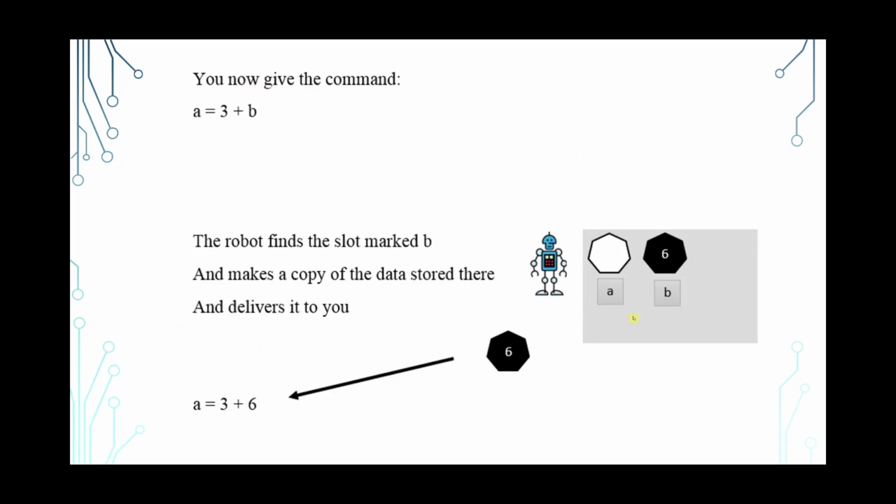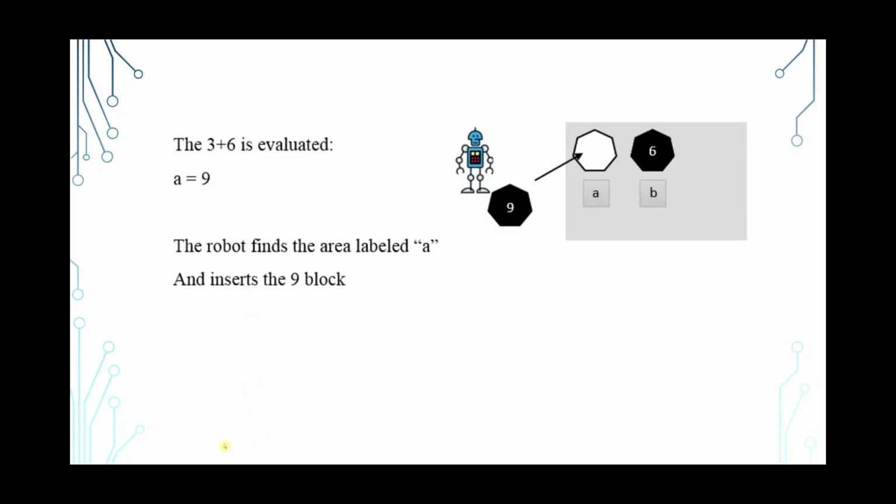Now you give the command a equals 3 plus b. But wait a second. The robot must find or retrieve the value from b first, right? So the robot finds the slot marked b and makes a copy of the data stored there and then delivers it to you. So what you have on the fly right now is 3 plus 6. The robot is going to evaluate that and give you 9. After that, the robot finds the area labeled A and stores the 9 into the slot A.